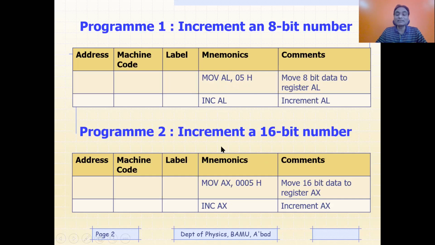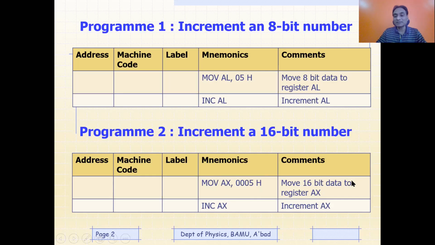The second program is going to increment a 16-bit number. Since it is a 16-bit number, what is the requirement? Instead of an 8-bit register, I will now be using a 16-bit register. We have 4 16-bit registers: AX, BX, CX, and DX. So I am using AX here. MOV AX, 0005. Any 16-bit number you can take, this is just an example, right from 0000 to FFFF.